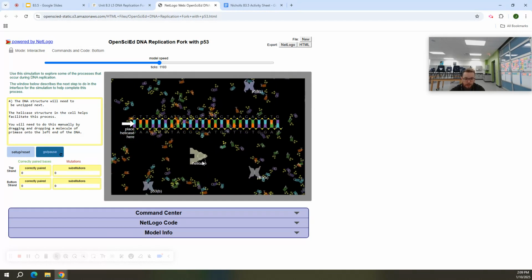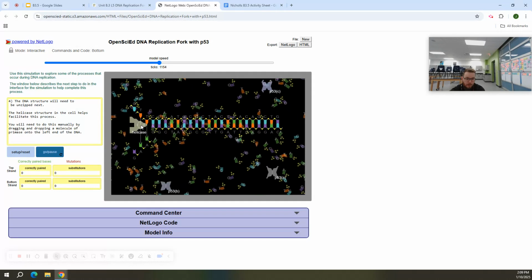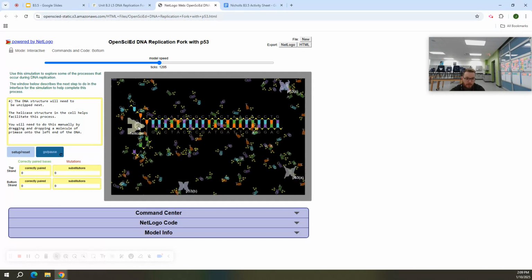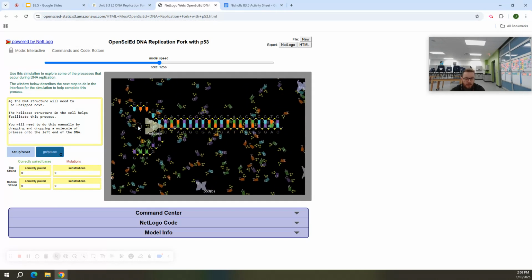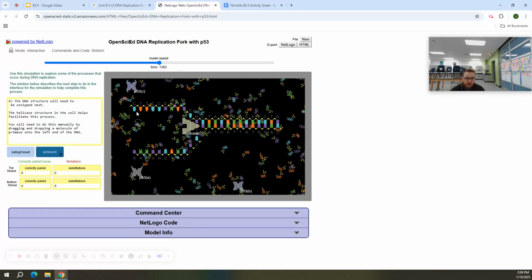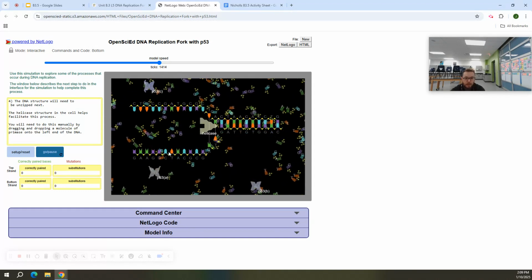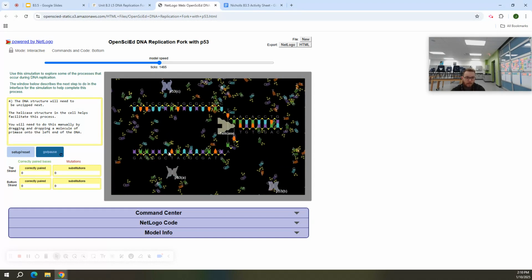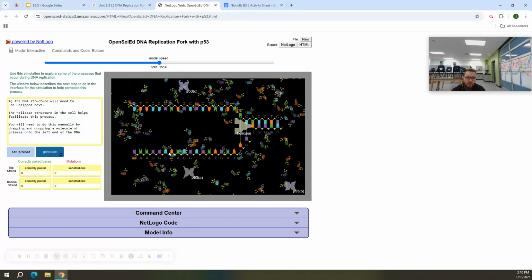So I need to grab helicase, which can be kind of hard to grab. It's just kind of drifting out there. And I'm just going to drop helicase there and then watch as it unzips my DNA. You can notice my DNA kind of looks like a zipper as it's unzipping. Okay, and just kind of wait for it to do its thing.